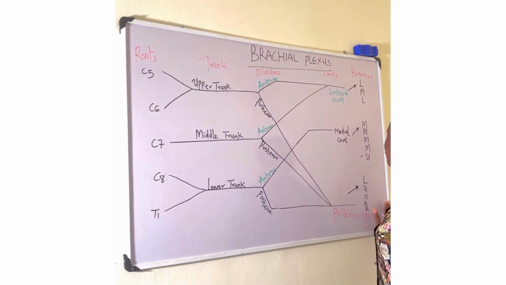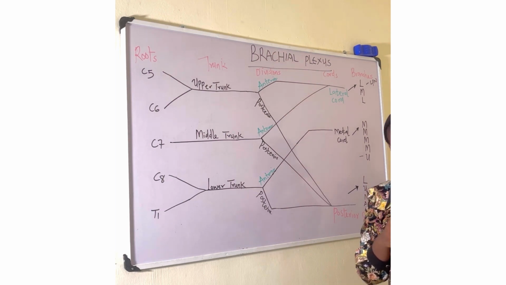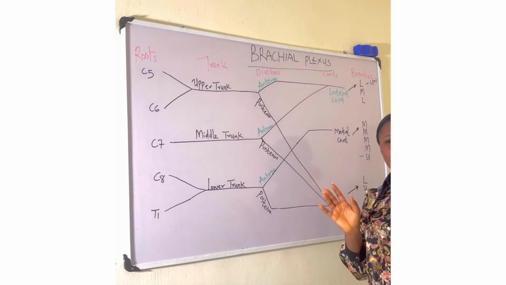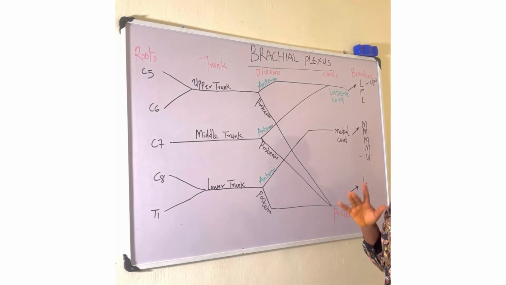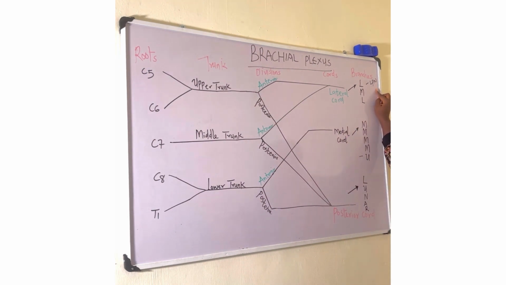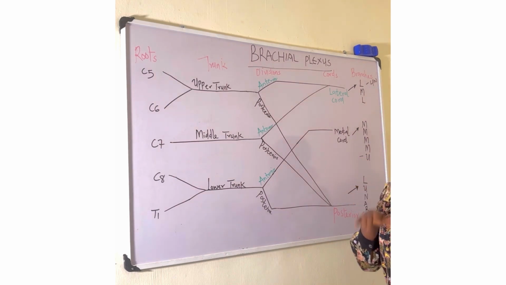So let's take the branches coming from the cords. The first one is the lateral pectoral nerve. This lateral pectoral nerve supplies the pectoralis major muscle and the pectoralis minor muscle. When I talked about the insertion of the pectoralis minor muscle on the coracoid process of the scapula in my video on the scapula, I explained the pectoralis major and the pectoralis minor muscle perfectly. So you can watch my video to understand that.